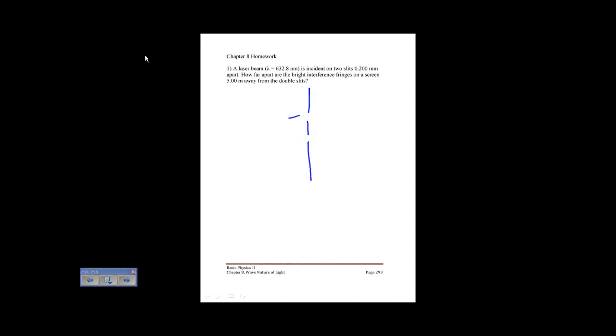We have a double slit. The distance between the slits is 0.2 millimeters. And then on a screen that is a distance 5 meters away, we have an interference pattern. It's asking me how far apart are the interference fringes. They're actually going to be spaced differently as you go out, but we'll just assume that we're talking about the distance between the 0th and the first fringe. So I want to know what is this distance, y.